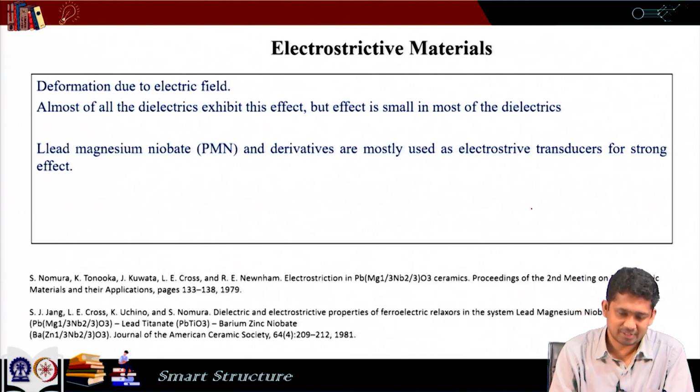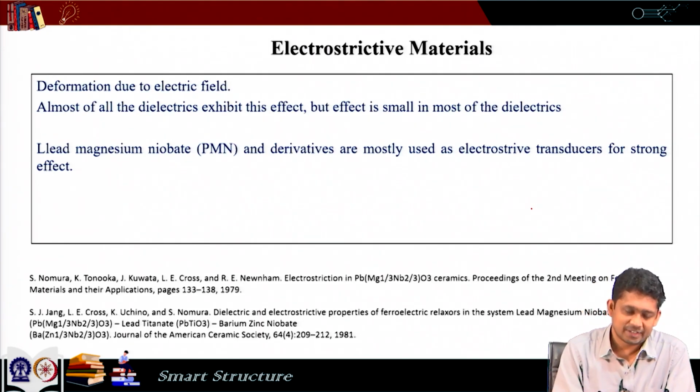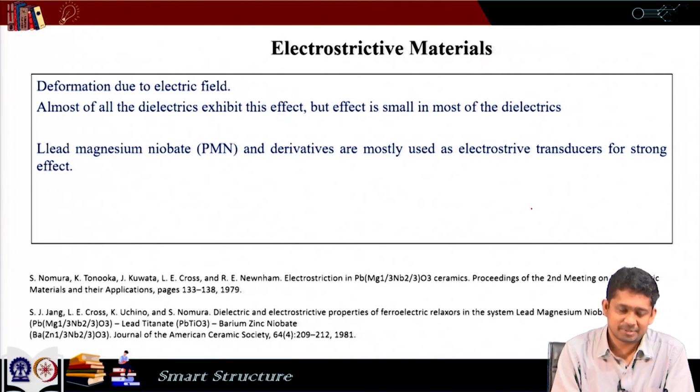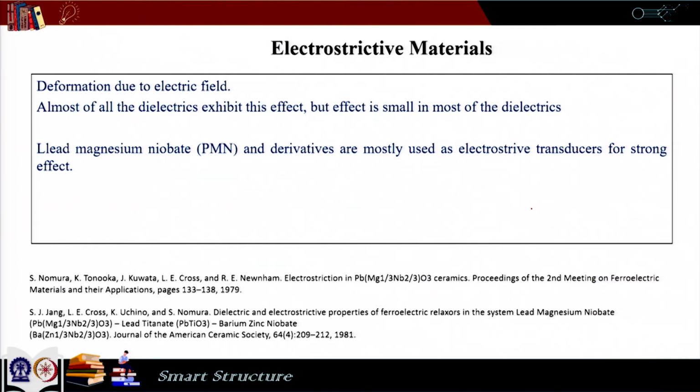Now, we will talk about electrostrictive materials. Electrostriction refers to a phenomenon where deformation is induced due to an electric field. Now, this is exhibited by dielectric materials, and almost all dielectric materials show some amount of electrostriction, but the effect is not that significant in all the materials. Lead magnesium niobate and derivatives are mostly used as electrostrictive transducers for strong effect.